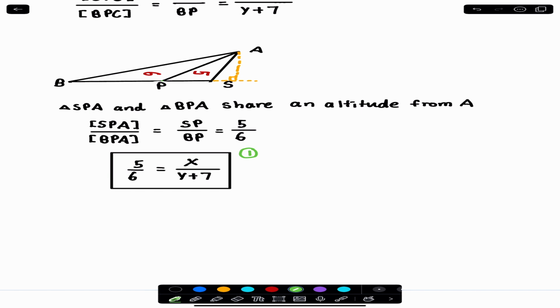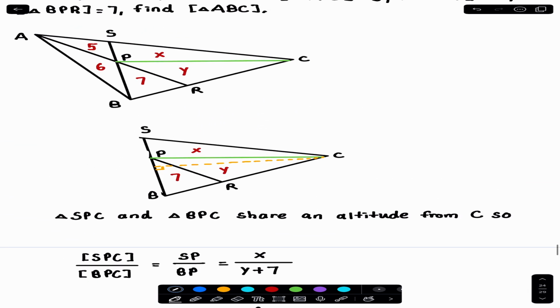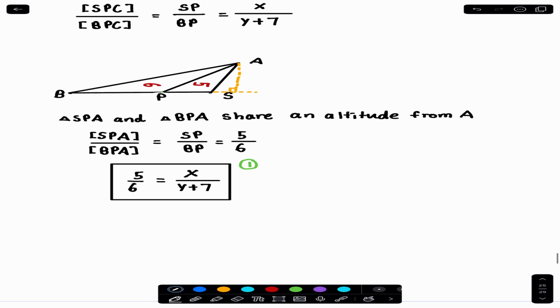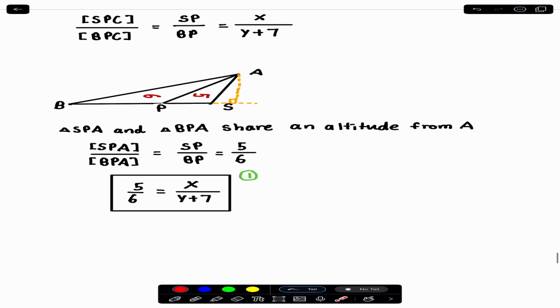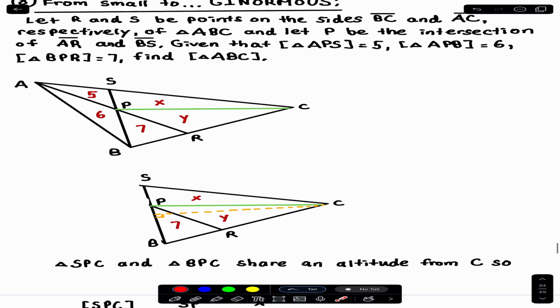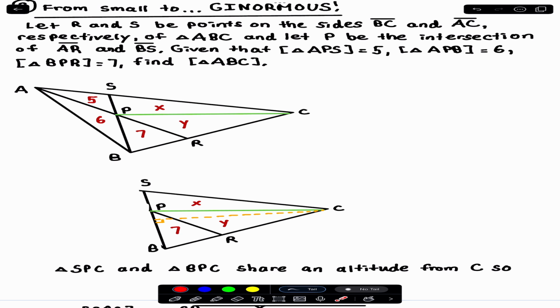And now it's time for us to change our perspective a bit and tilt our head, I would say, because this one equation is not good enough. We can't solve for X and Y with only one equation when we have two unknowns, which means we need to get more equations. To get more equations, we need to find more triangles which share altitudes with each other. So let's tilt our head a bit and try to find something.